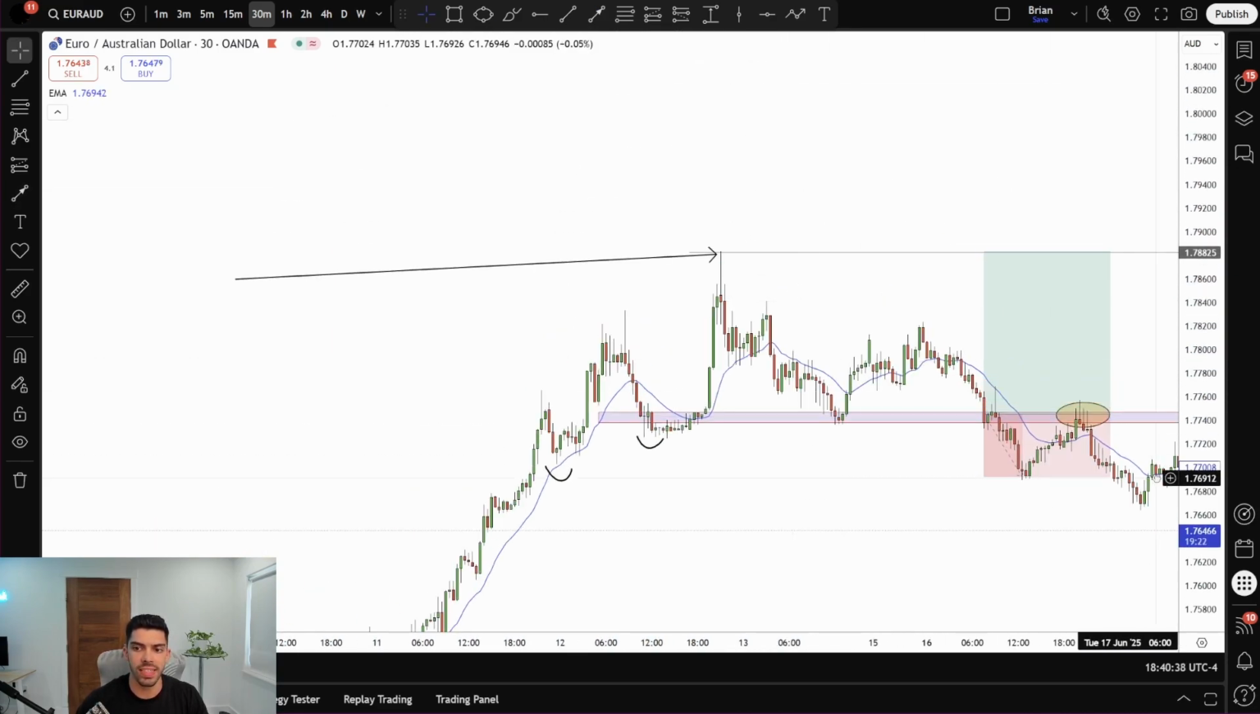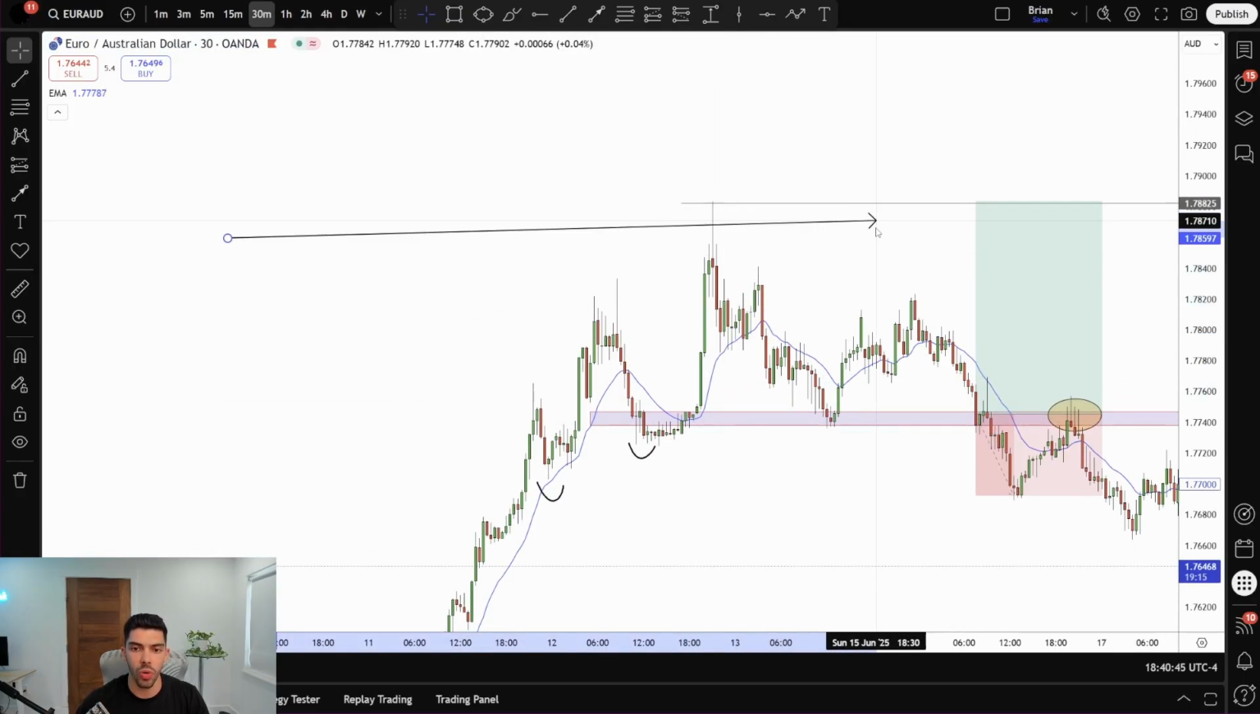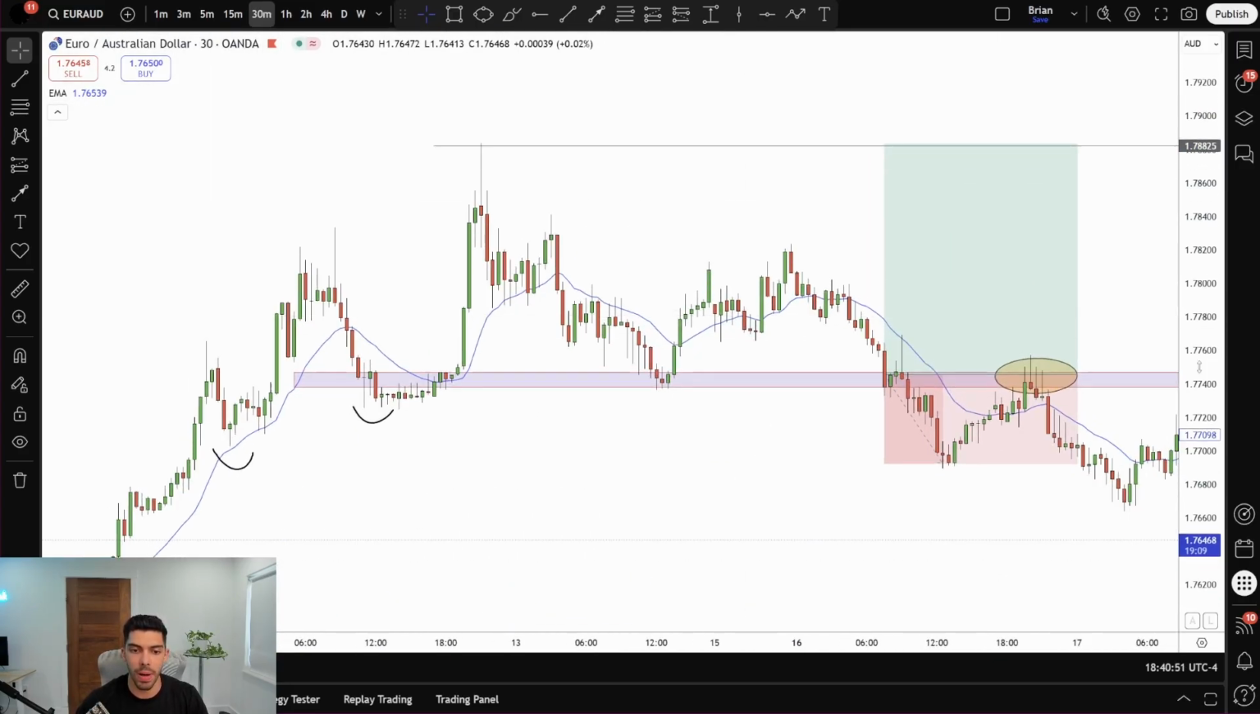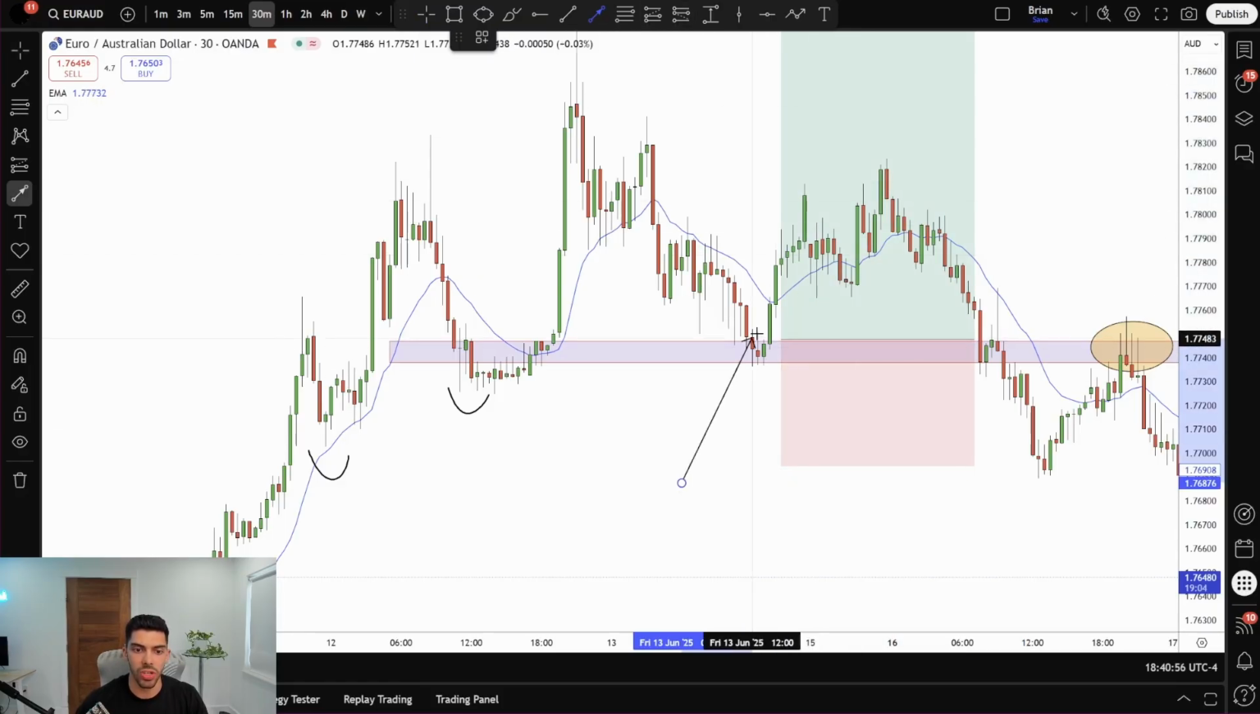So I noticed that price came up to 1.78825. And I told myself, okay, once we get this pullback, I'm going to enter in, go long, and set my take profit at this high. And actually on Friday, I set a buy limit, but I missed my buy limit. It didn't get activated, not a lot of movement, by a couple of pips.